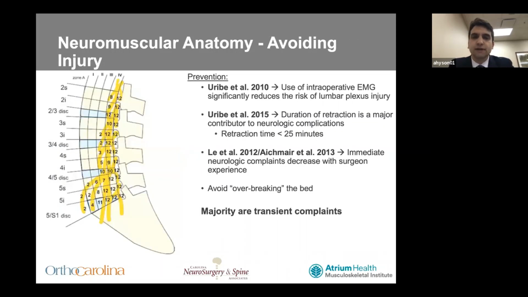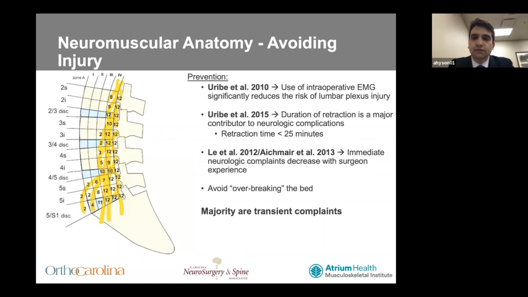Several studies have looked at preventing these injuries. Uribe in 2010 said that the use of intraoperative EMG significantly reduces the risk of lumbar plexus injury, and he defined a specific less than 10 milliamps evoked potential as suggesting a safe distance from lumbosacral nerves. Uribe in 2015 stated that the duration of retraction during this procedure is a major contributor to neurologic complications post-op, and a retraction time of less than 25 minutes is recommended.